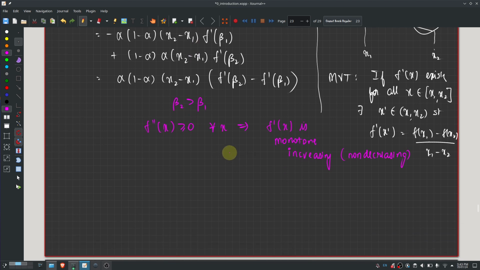So the second derivative is always greater than or equal to 0. This implies that f prime of beta 2 is going to be greater than or equal to f prime of beta 1, which means that the whole quantity that I'm interested in, which is alpha f of x1 plus 1 minus alpha f of x2, the left hand side, minus f of x, this is always greater than or equal to 0. So the function is convex.